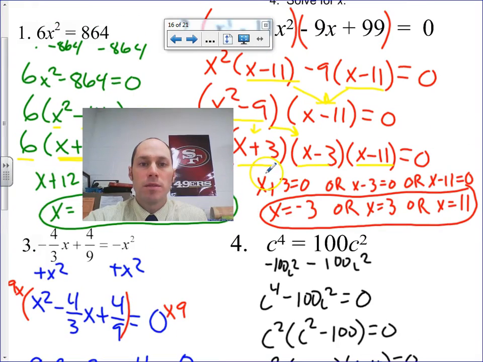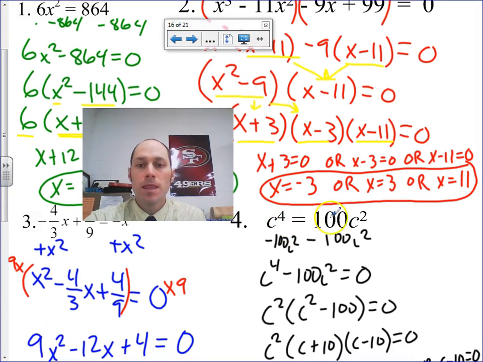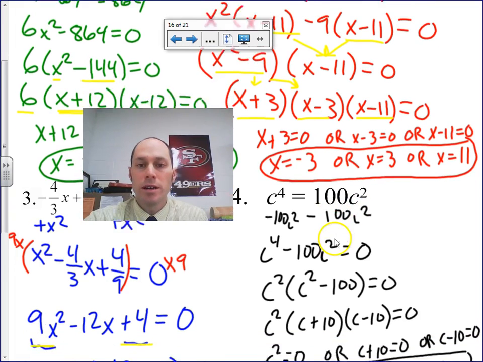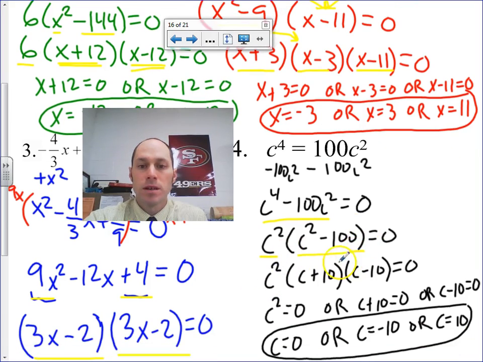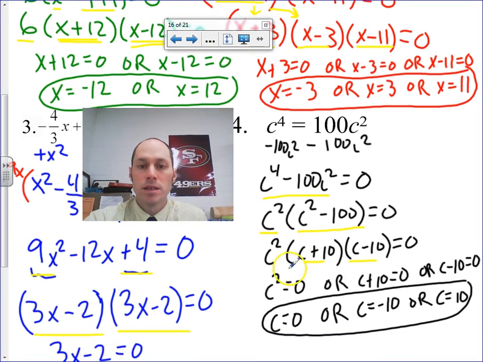So it all depends on the power. It gives us the possible numbers of solutions. So here is c to the fourth. We'd have a total of 4 solutions possible. So I subtracted 100c squared, factored out a c squared times c squared minus 100. Difference of perfect squares, so I factored into c plus 10 times c minus 10. So we got 3 terms that could equal 0.